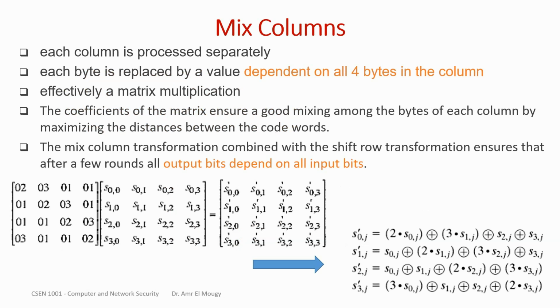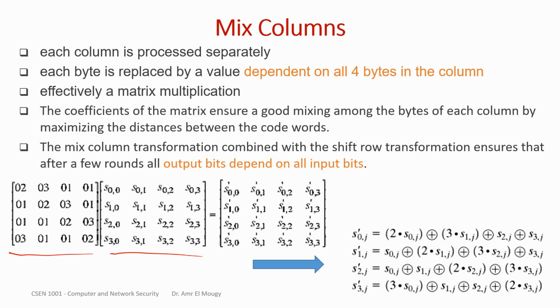Mixed columns is nothing actually but a matrix multiplication. You multiply the state matrix by a fixed matrix, which you see here. It's fixed. That means it's not dependent on the key or anything. It's actually fixed in all operations. And by the way, the S box and the shift rows are fixed in all operations.